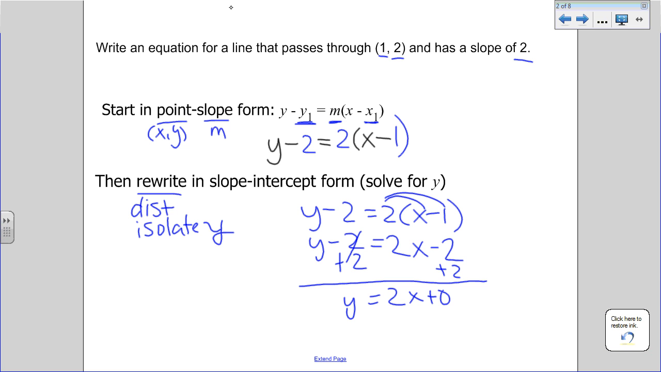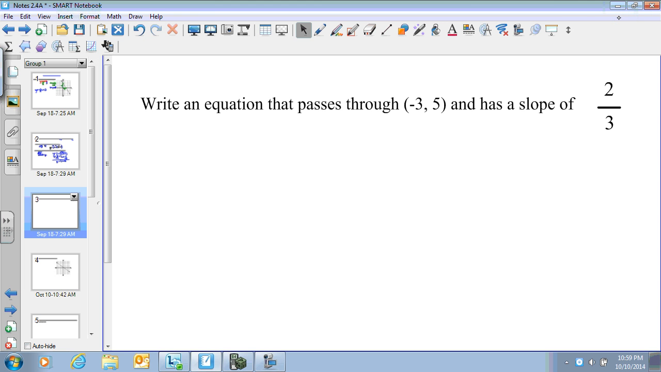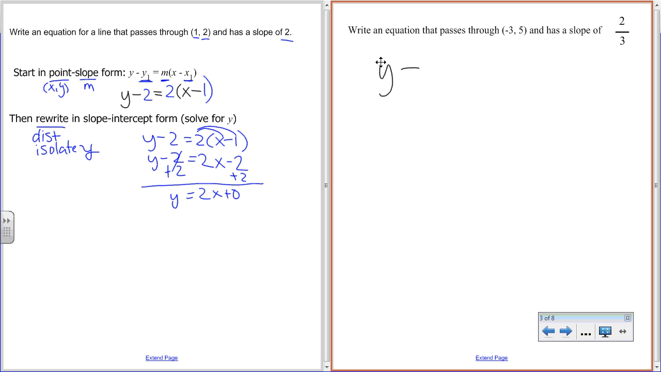All right, so let's take a look at the next example. I want to write an equation that passes through -3, 5 and has a slope of 2/3. So we're going to use the same information we had on the last screen. If we take a look at what we did there, we started in point slope form. So we're going to do y minus, we're going to plug in the y1 value, so 5, is equal to m, that's my 2/3, times x minus, I have this -3.